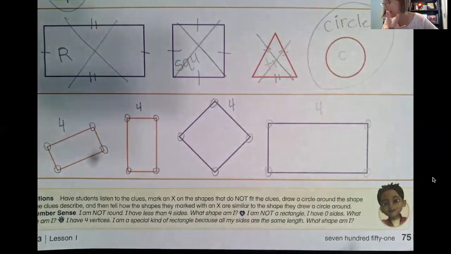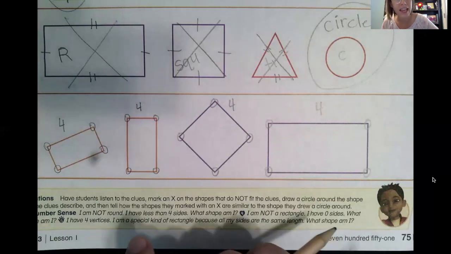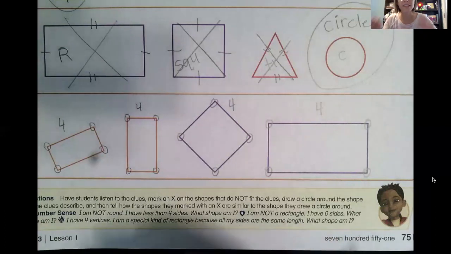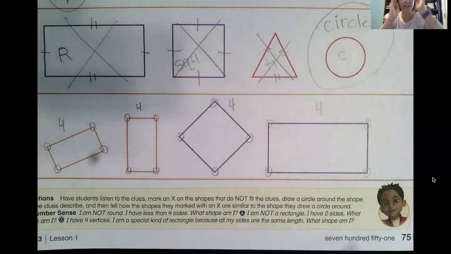Second, this says I'm a special kind of rectangle because all my sides are the same length. Wait a minute. I thought that rectangles had 2 short sides and 2 long sides, but this says that sometimes a rectangle has all sides the same.